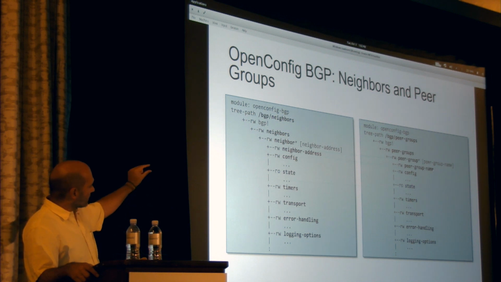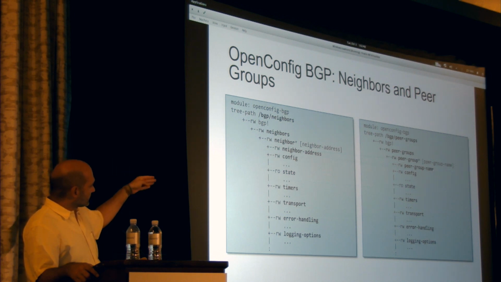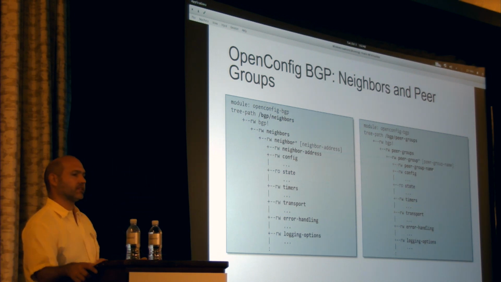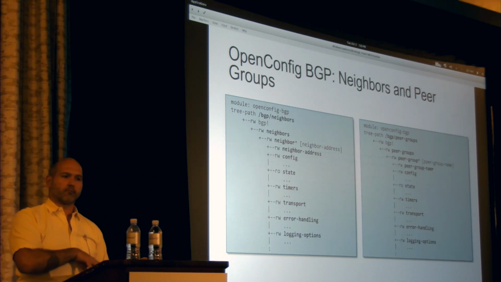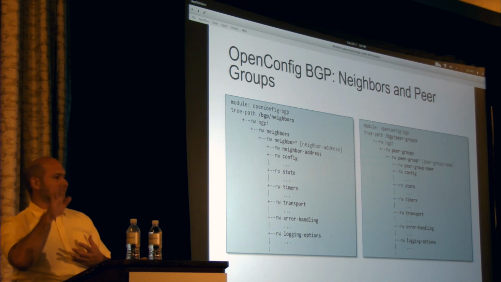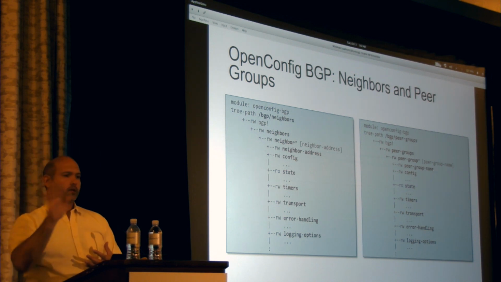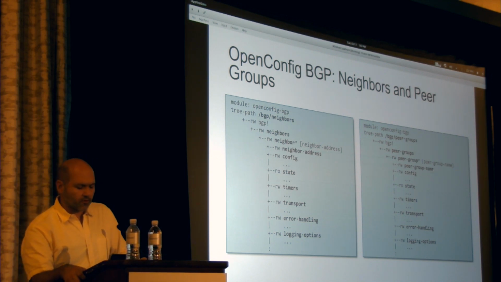The config container will have configuration that is specific to that particular instance of a neighbor. The state will have the state of that particular entry of the list. Timers, transport, and error handling containers will have their own config and state containers inside them. So that pattern of config and state containers is going to be repeated throughout the model. On the right-hand side, we see the data model for peer groups. Very similar pattern.